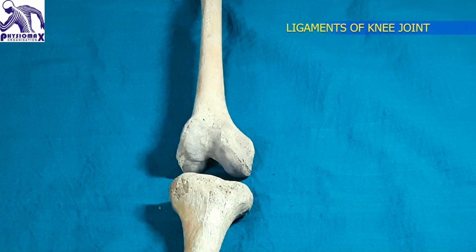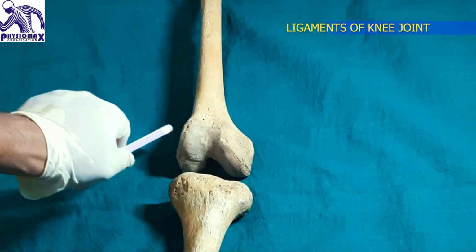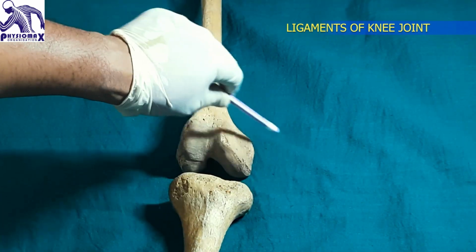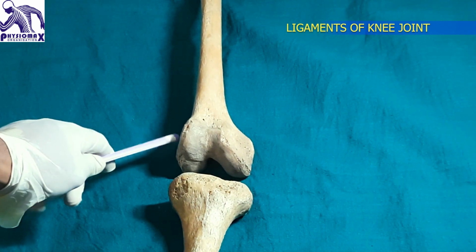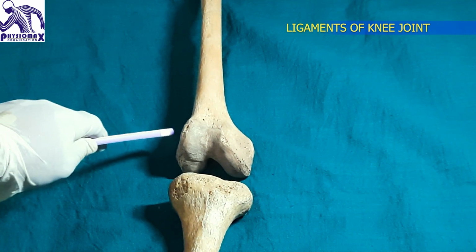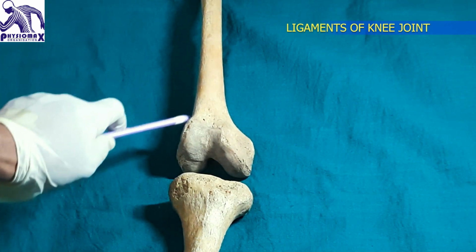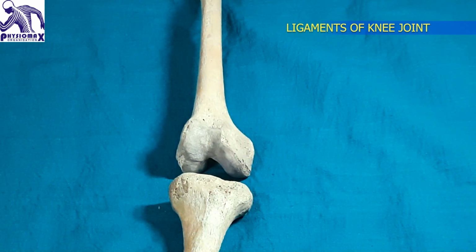Now we will read about another two ligaments which are present on both sides of the knee joint. There is the lateral collateral ligament and this is the medial collateral ligament. Let's see about the lateral collateral ligament. It starts from the femoral condyle towards the tibial plateau. It's just present over here, from the femoral condyle to the tibial plateau. That is the lateral collateral ligament.